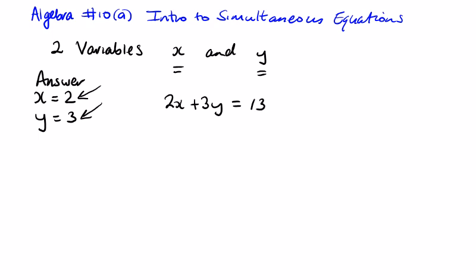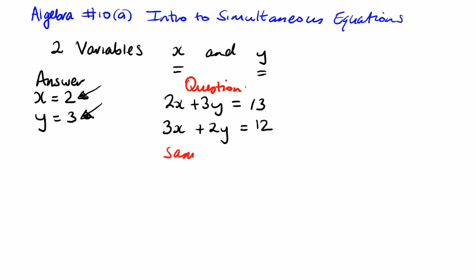If we make up another one, let's reverse it: 3x plus 2y equals, we're going to get 3 twos are 6, and 2 threes are 6, so we're going to get 12. So how do we solve these simultaneous equations? This is the question now that you will see in an exam.